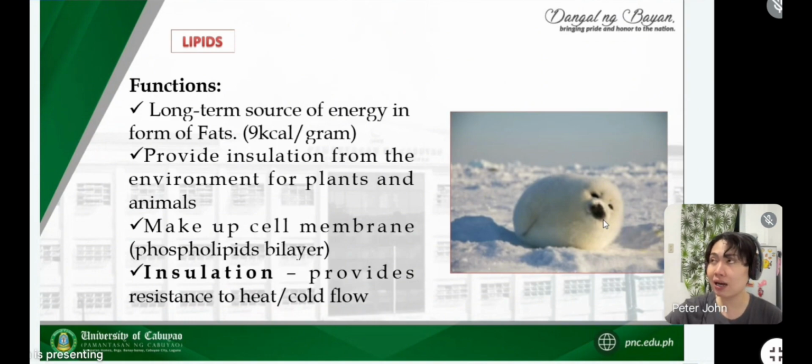Kung baga, pag naiinitan tayo, for our body, nag-react to have a sweat. So, nagpapawis tayo to release mismo for protection. And also, pag sobrang lamig naman, yung katawan natin release heat in order to lessen the coldness. So, ganun siya, yung function niya. Kasi nga, yung katawan natin is made up of lipids din. Next, made up of cell membrane or phospholipids bilayer.